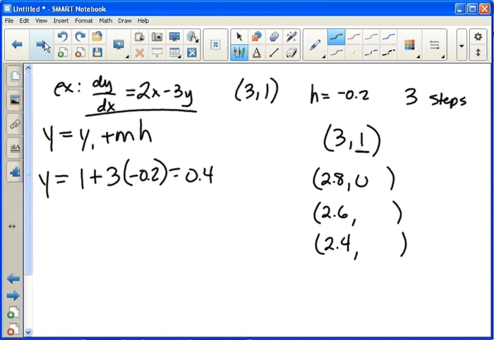So that's our first step. For our second step, we use our newest y value, which is 0.4, plus we plug our new point into our differential equation. So 2 times 2.8 minus 3 times 0.4, and we get 4.4 for our slope, times our h, which is negative 0.2. And we get negative 0.48.